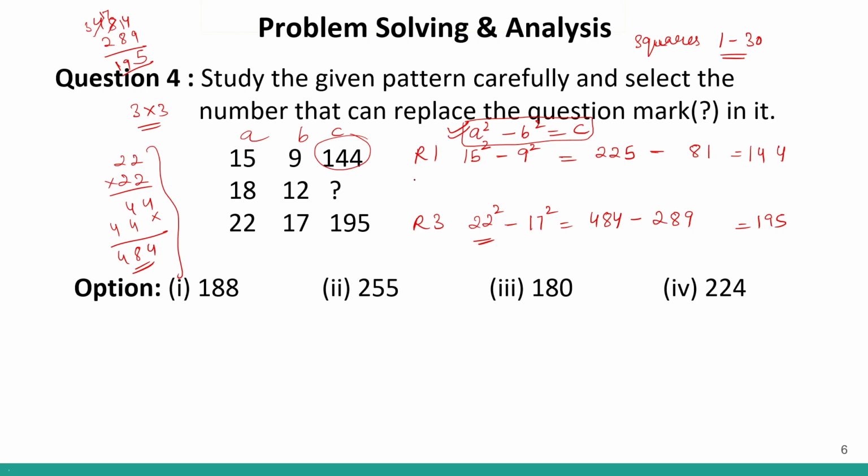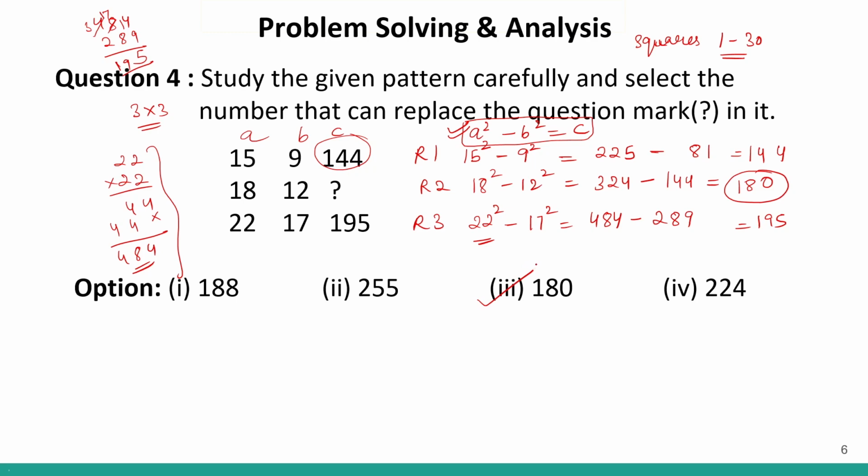So now let us check row 2. In row 2, I can see 18 square minus 12 square. So 18 square, if you remember squares, you know it will be 324. And 12 square is 144. Correct? So 324 minus 144 gives me 180. So my answer will be 180, which is given in option number 3. So option number 3 will be your correct answer to this question.